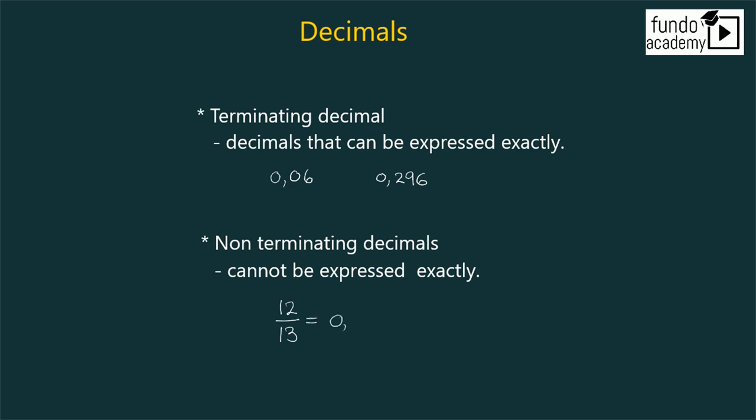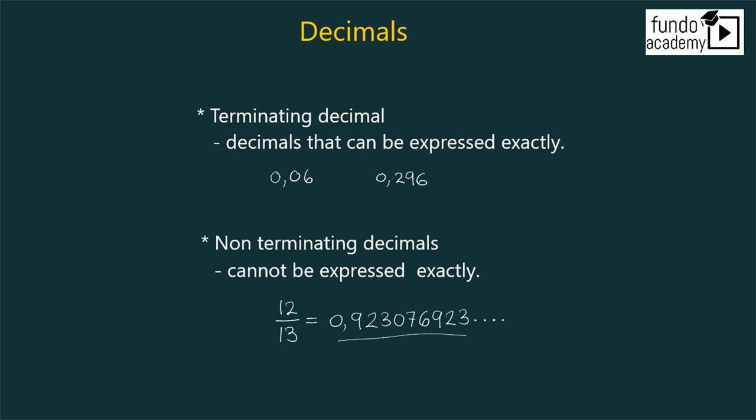Then this will give us 0.923076923, and it's not all, it continues to go like that. It's non-terminating, it goes to infinity. So such a decimal like this one is a non-terminating decimal. It doesn't terminate, it continues to extend unto infinity.